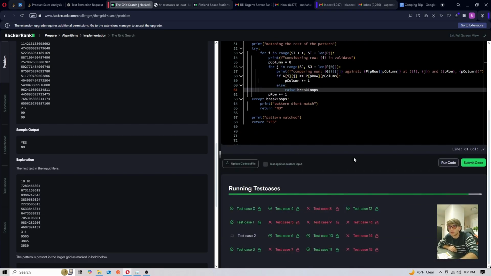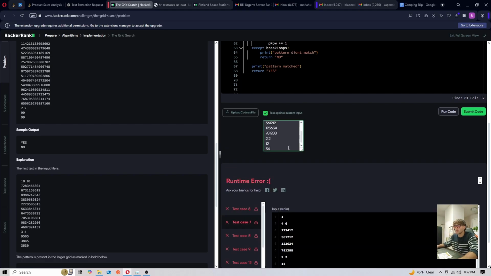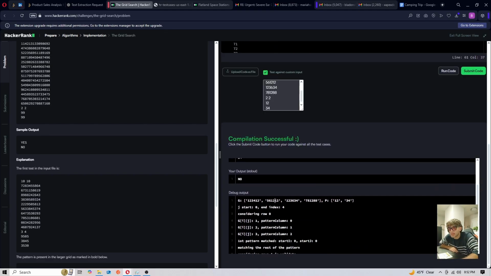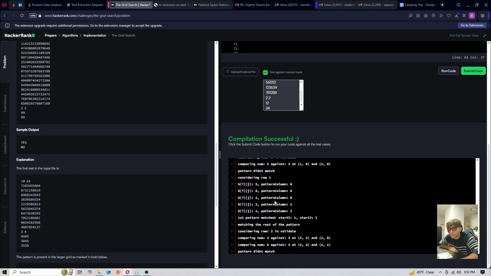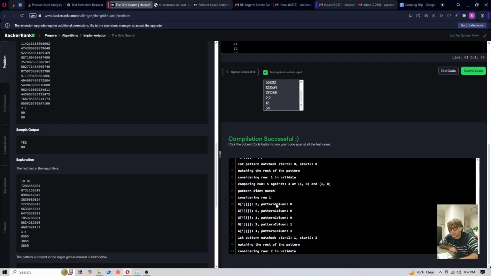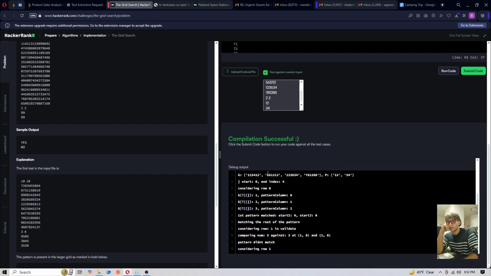Dude, no way. I don't appreciate this at all. Test case 7, I thought, is the one that we already just debugged. And it's saying no again? It's going to be on the second one. Considering row 2 and validate. Oh, wait. Oh, it's the first row, that's why. First pattern matched, start I, start J. Is that really true? 0, 1, 2, yeah.